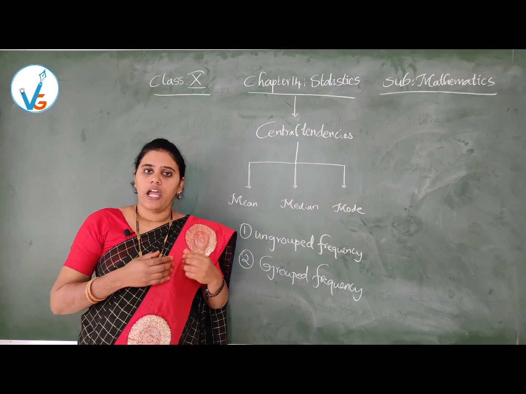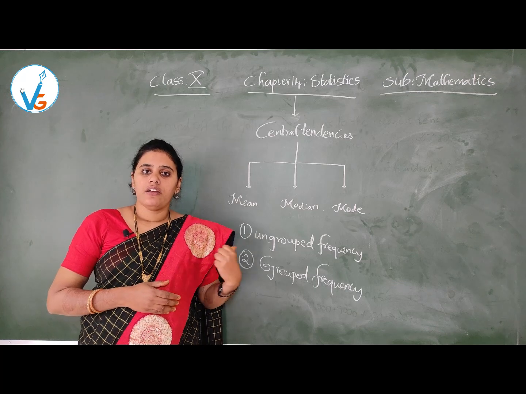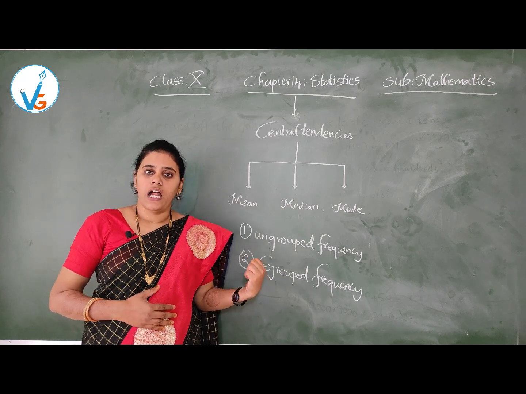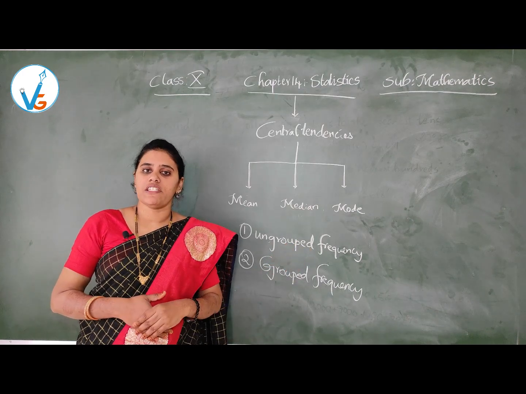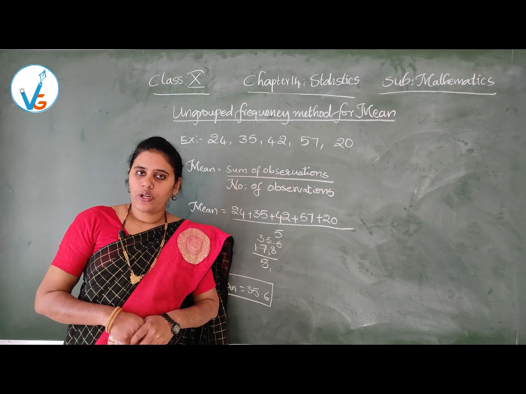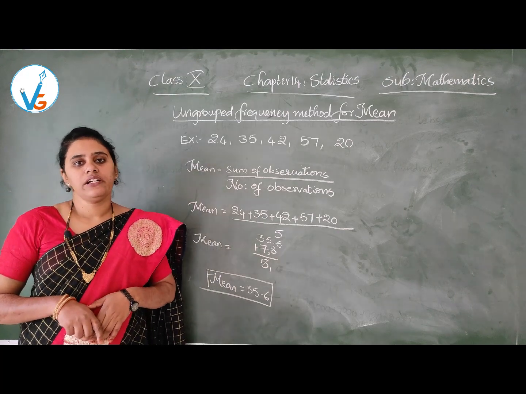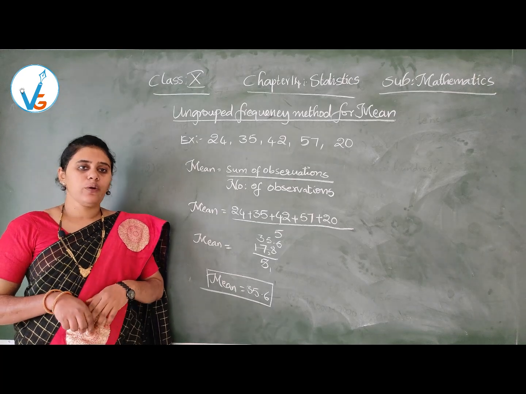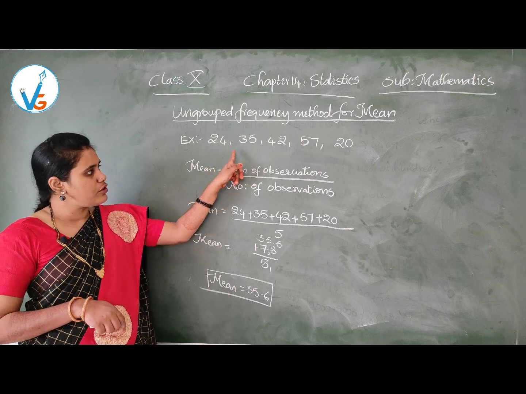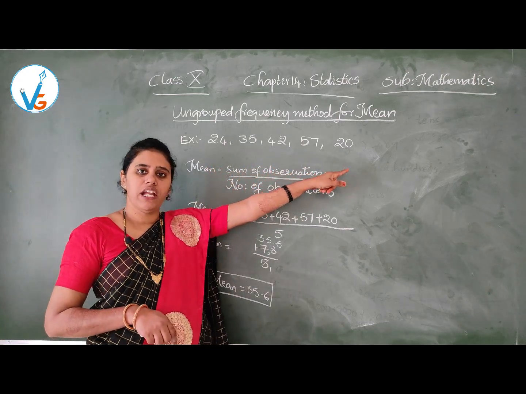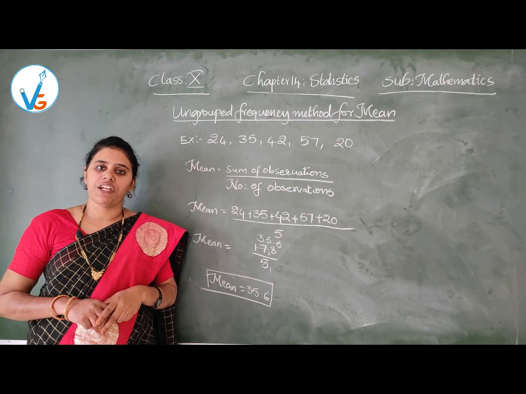So here according to the formulas we are going to solve the problems in two methods. One is the ungrouped frequency method, another one is the grouped frequency method. Okay, so now here we are going to discuss about the mean in an ungrouped data form. So now you see here for example, if I have taken the numbers 24, 35, 42, 57 and 20. How to find out the mean in an ungrouped frequency method?